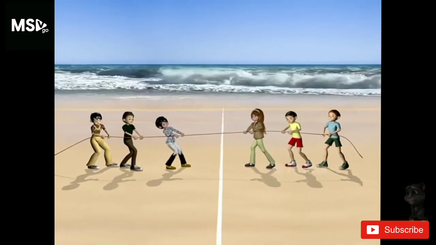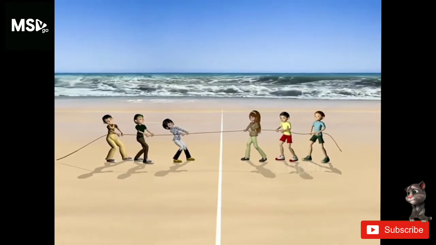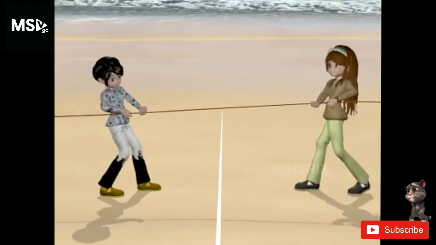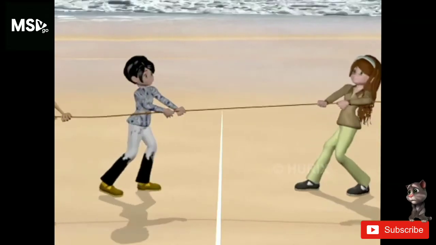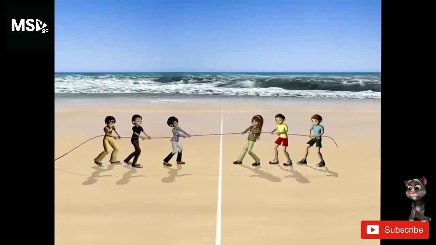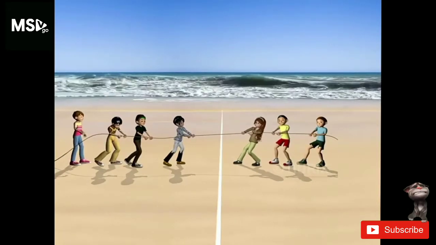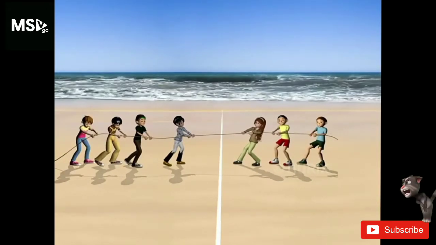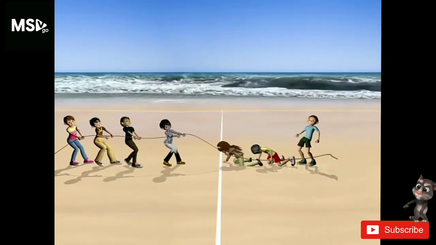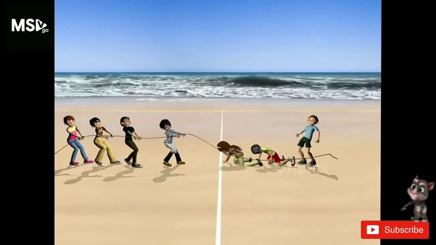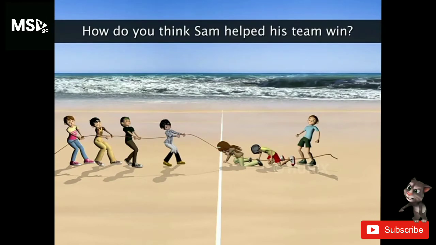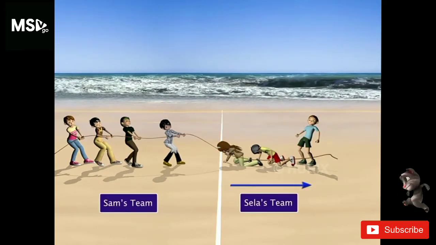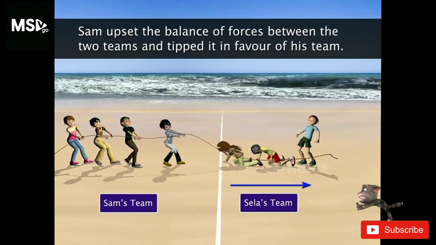Sela and her friends are playing a game of tug-of-war. Neither side seems to be winning though. Sam has come and joined the opposing team. There, Sam's team has won. How do you think Sam helped his team win? Sam upset the balance of forces between the two teams and tipped it in favor of his team.